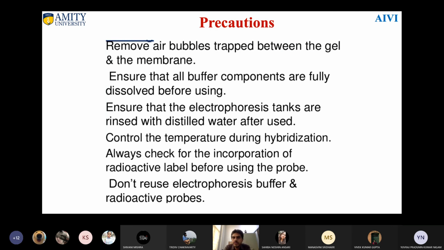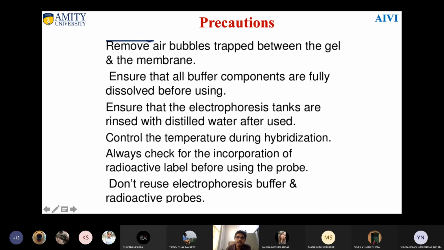So here are some precautions while you are performing your northern blotting. You need to check whether an air bubble is trapped in the gel. As mentioned, we are performing capillary action, and even if capillary action is not there, when we are performing electroblotting, the presence of an air bubble between your gel and membrane creates a conduction error. So electricity will not be conducted, and you may lose your sample.